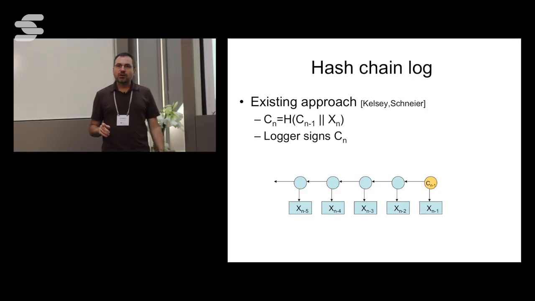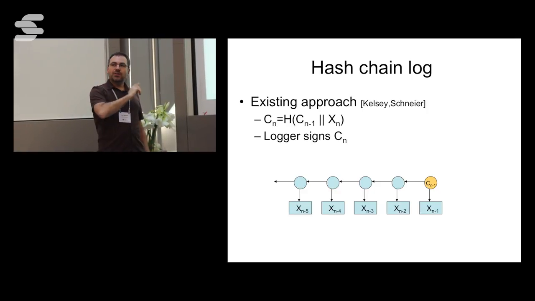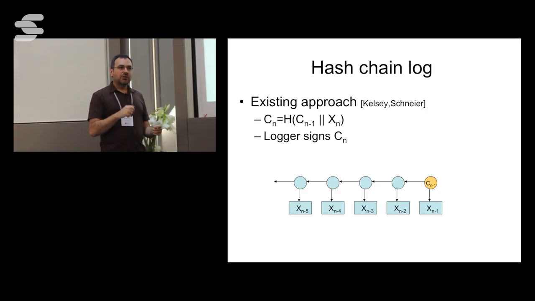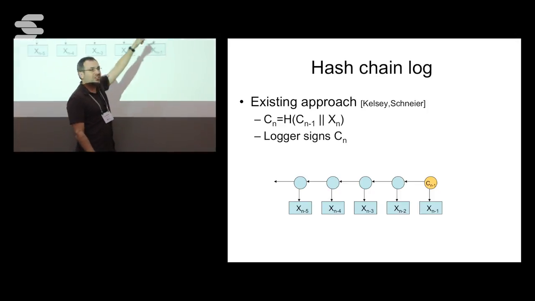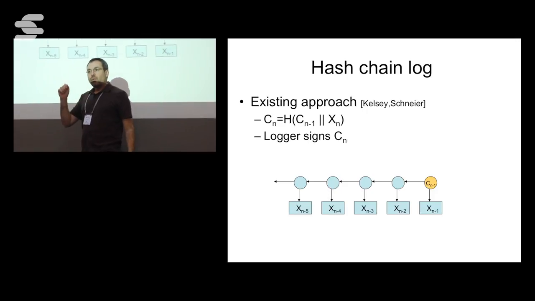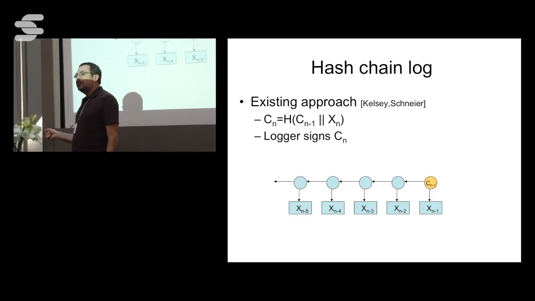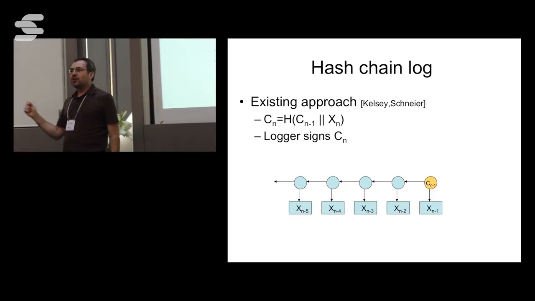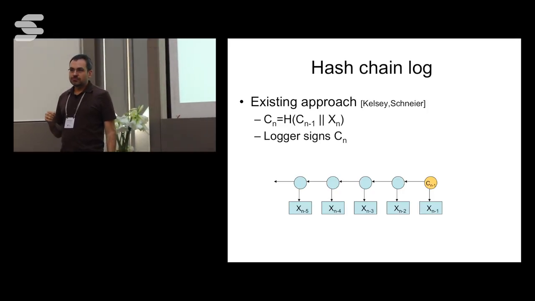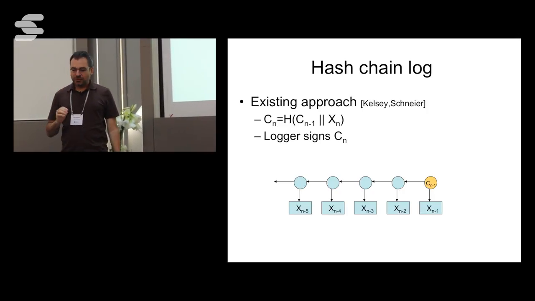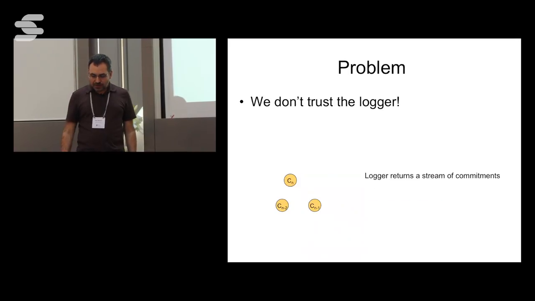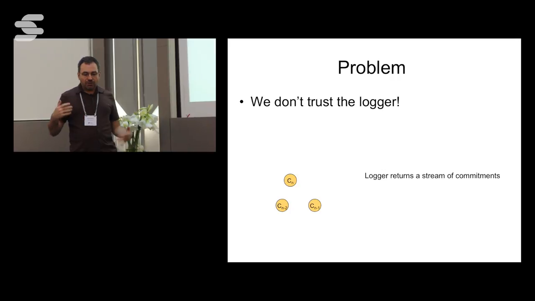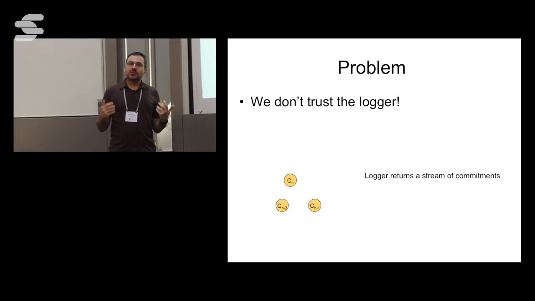So far, so good. But what if this logger became evil? The same logger that signed this message signed that message, signed that message, signed that message. So once this logger changes his mind and becomes evil, then he can rewrite history. And that's a problem I want to fix. I don't want to have to trust the logger. Instead, I have these loggers returning these commitments.